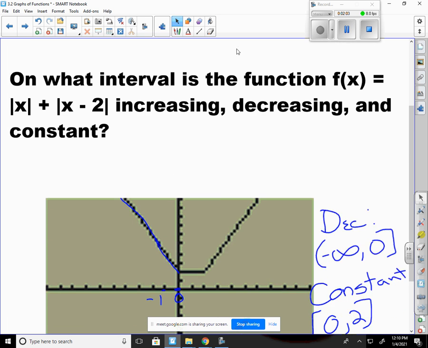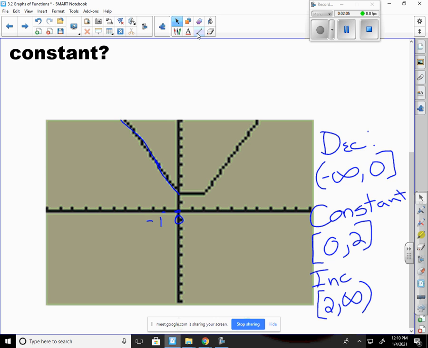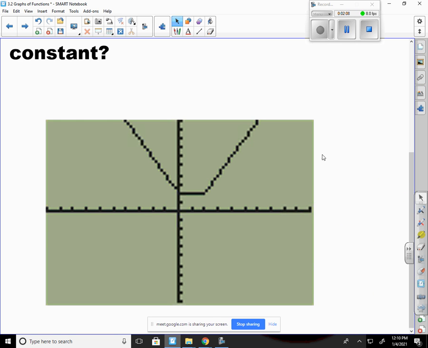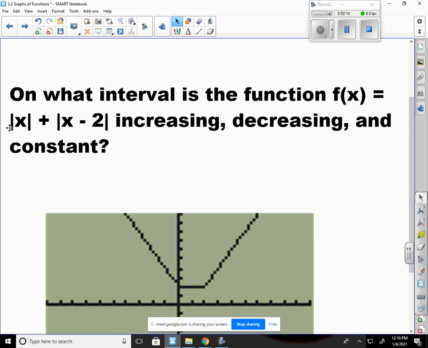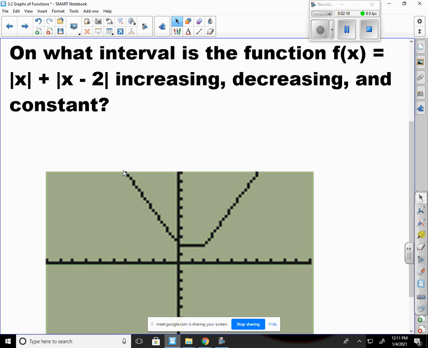When a function is increasing and decreasing, it can do multiple things across an interval, like this function here, which was absolute value of x plus absolute value of x minus 2. It's decreasing from negative infinity to 0, and then it's constant from 0 to 2, and increasing from 2 to infinity, always going up now.